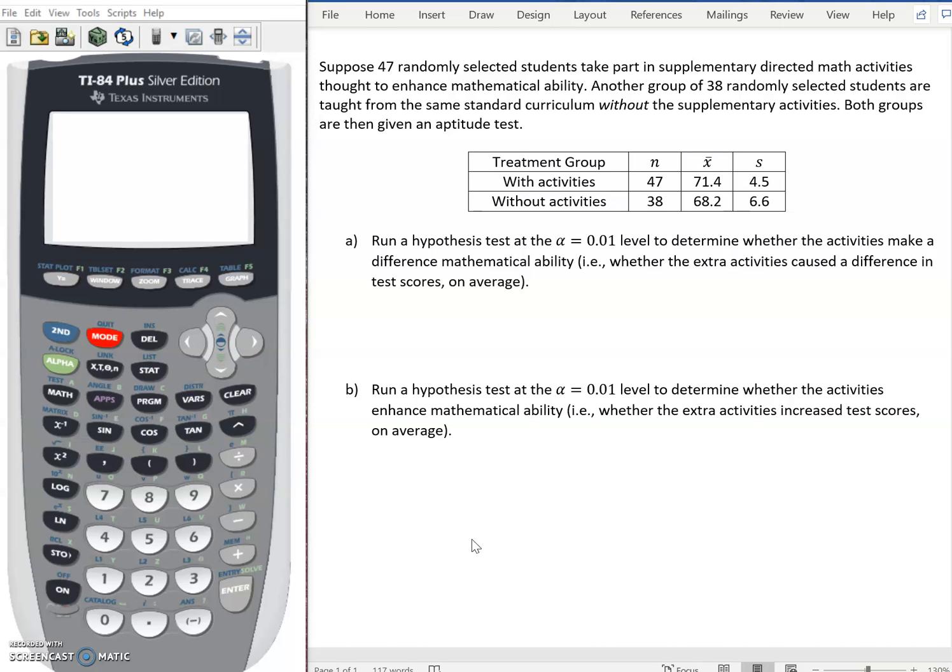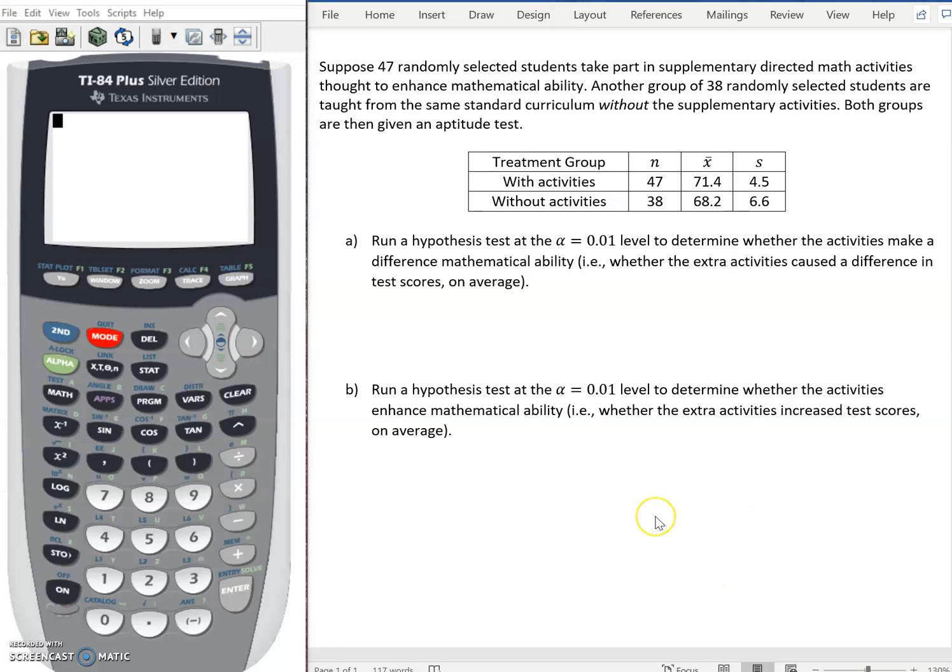That's totally fine. The only time we need to have the same sample sizes is when we're doing paired data and there's some reason to pair individuals or responses up. So this is fine that we've got 47 students with activities, 38 without. These activities are intended to help math abilities.